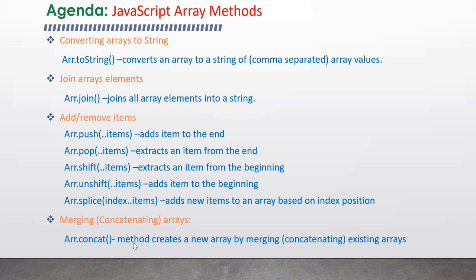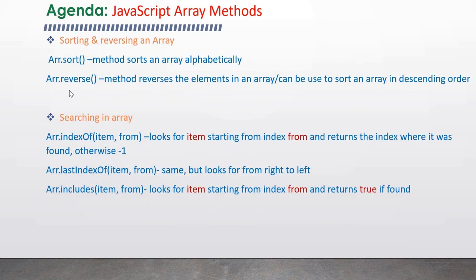There are also merging or concatenating methods available in array. The method name is concat. It creates a new array by merging existing arrays, so this method will help you merge two arrays. We'll see all of them with examples. Then there are a few more methods for sorting and reversing. The sort method sorts an array in alphabetical order, and reverse reverses all the elements in an array, so you can see it as sorting in descending order.